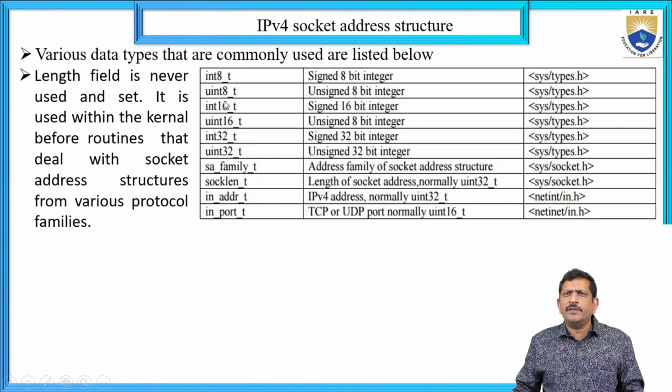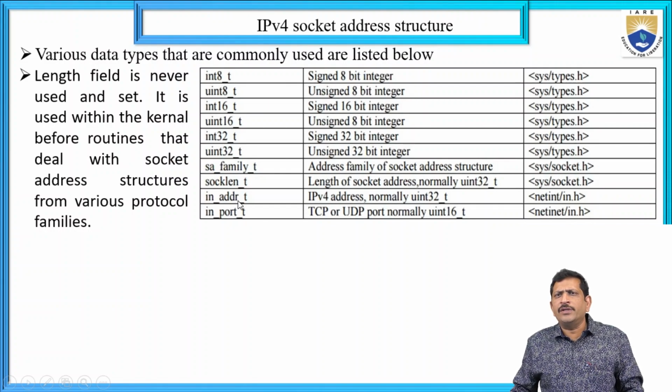Whenever using these data types, we can use the header file sys/types.h. int16_t is a signed 16-bit integer, and for that we can use the sys/types.h header file. uint16_t and int32_t are also used, and uint32_t is an unsigned 32-bit integer. sa_family_t means the address family of the socket address structure. Here we are using the socket.h header file.